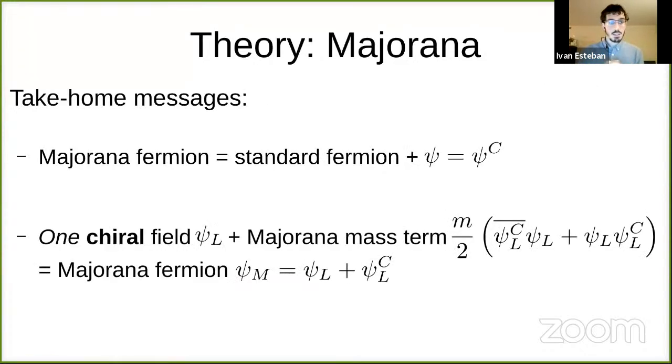So the take-home messages from this exercise are these two. First, a Majorana fermion is nothing but a standard fermion with the condition of it being its own charge conjugate. And the second take-home message: if we start with one single chiral field and we add a Majorana mass term, we end up with a Majorana fermion, for a field that is this particular combination of the chiral field we started with and its charge conjugate. Okay, so I will wait 5 or 10 seconds to see if there's any question or comment.